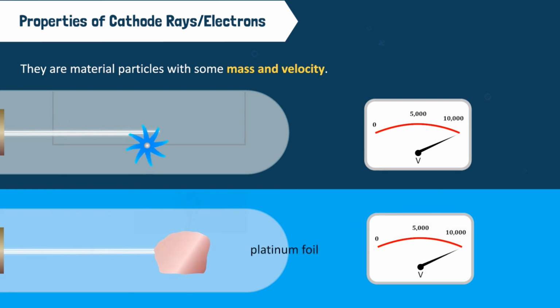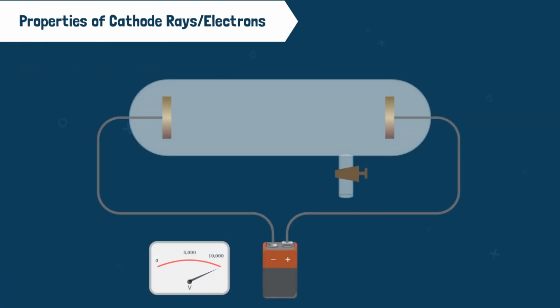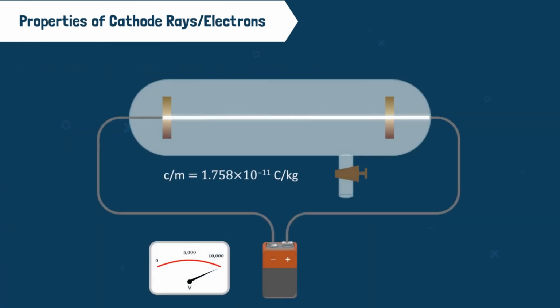The charge-to-mass ratio of these particles, 1.78 times 10 raised to the power of 11 coulomb per kilogram, came out to be the same, irrespective of the gas used in the discharge tube. This proved that atoms of all materials contain electrons.